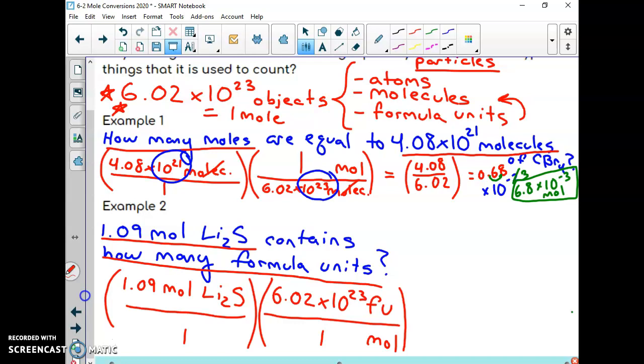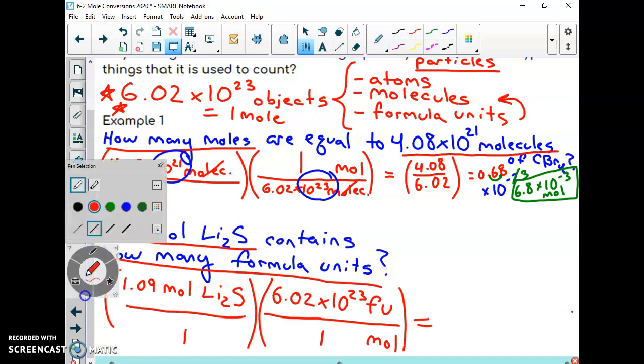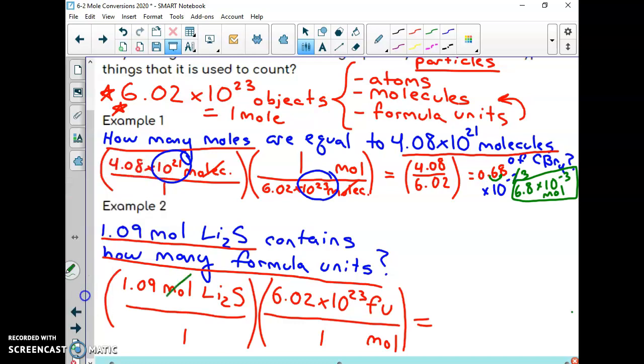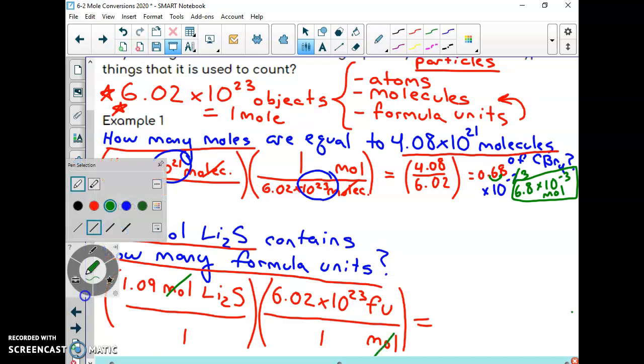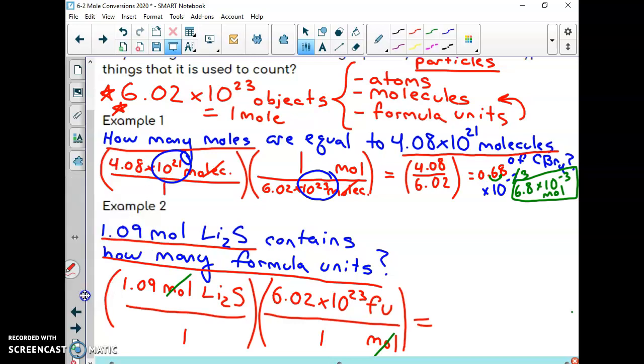So a little bit easier. There's no division involved here. I mean, you are dividing by 1, but that isn't going to change anything. We have moles in the numerator and in the denominator, so they cancel out. We're left with formula units, which is what we're solving for. And then the math in this case, even if you don't have a calculator that can do scientific notation, is just a lot nicer. We have 1.09 times 6.02, we're multiplying in this case. And if you run that through, 1.09 times 6.02, we get 6.56.